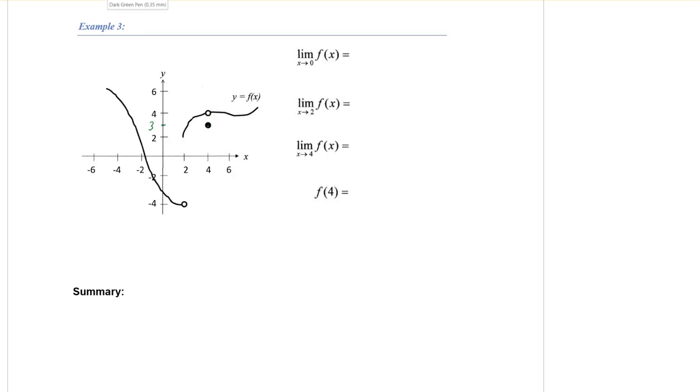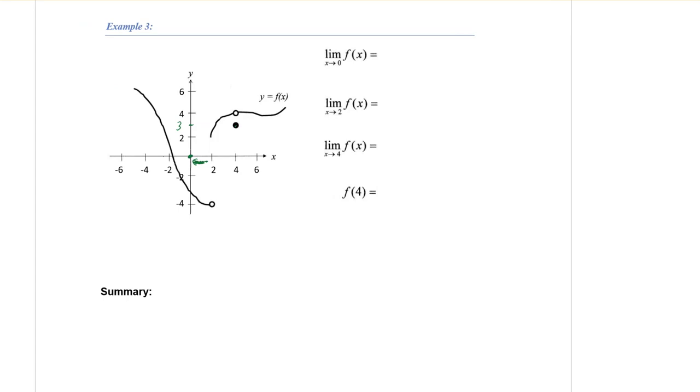The first thing that we need to figure out is the limit of f of x as x approaches 0. Whenever we talk about approaching 0, we're going to look at the limit when x approaches 0 from the left side, as well as the limit when x approaches 0 from the right side.